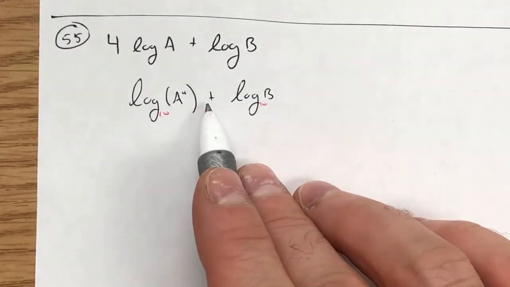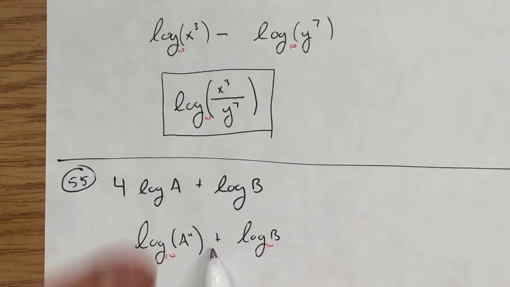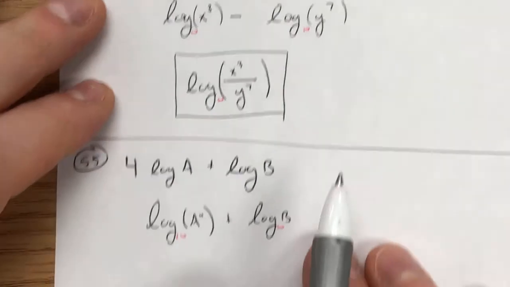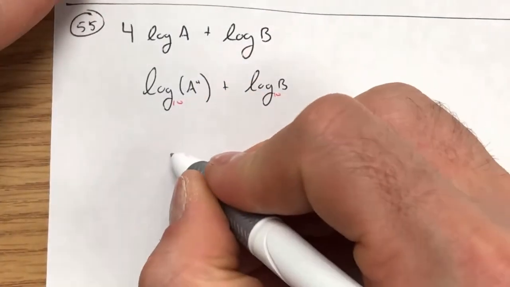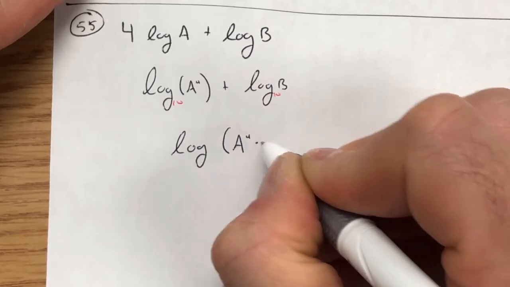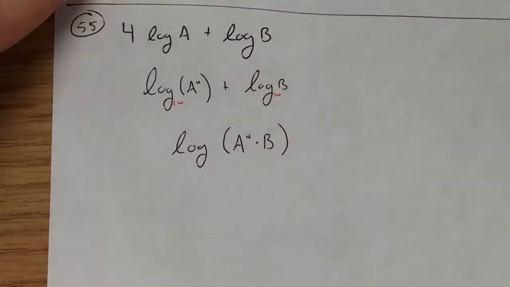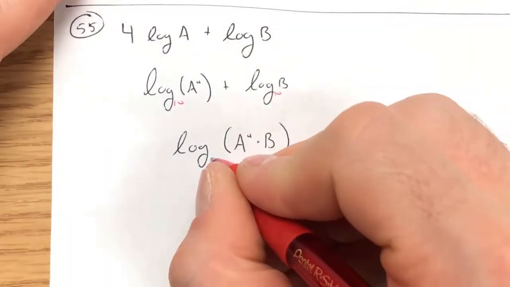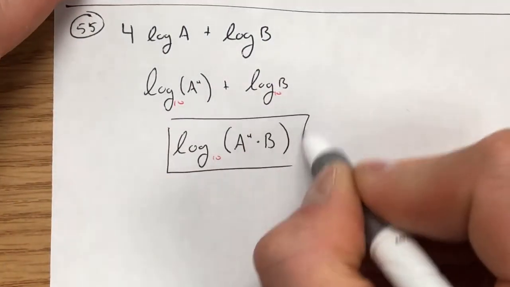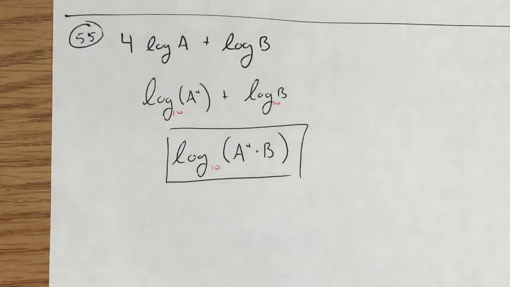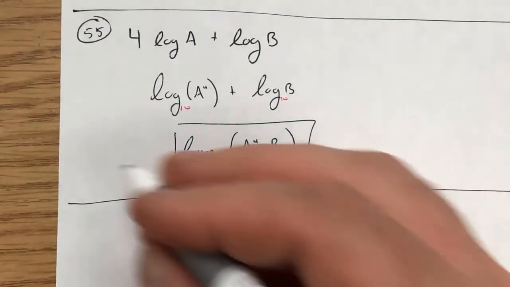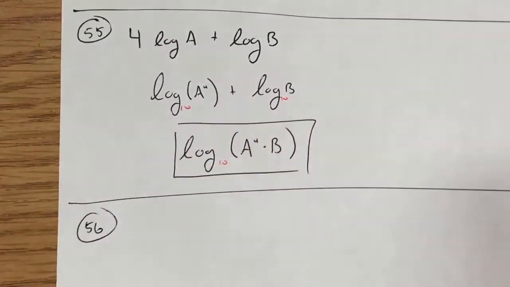I know that with addition, it's not going to be a division symbol right here. Addition means I'm going to be multiplying the two terms. So this means I'm going to take a log of A to the 4th times B. And that's going to be all we need to do. If we have the common log in there, know that that will be there. Otherwise, we should be good. Perfect. That's the end of 55. Let's take a quick look at the last one in this column, 56.